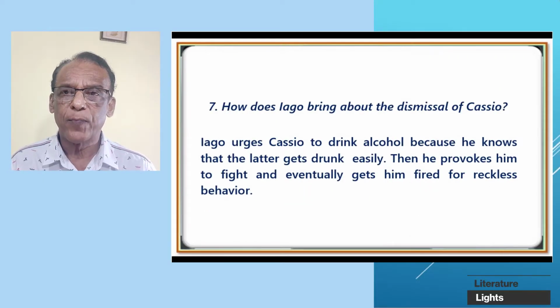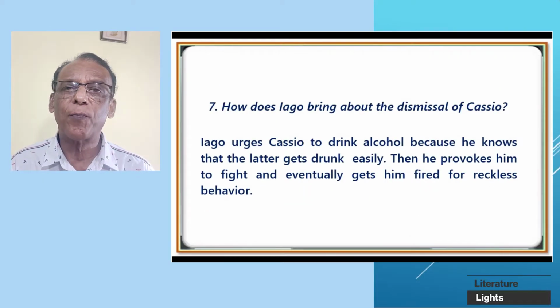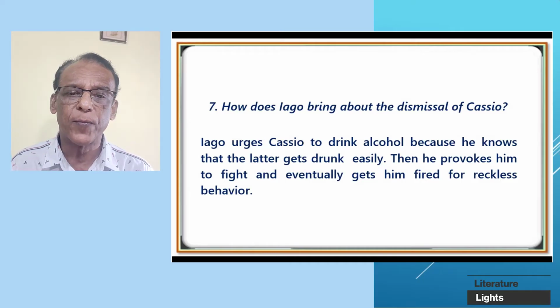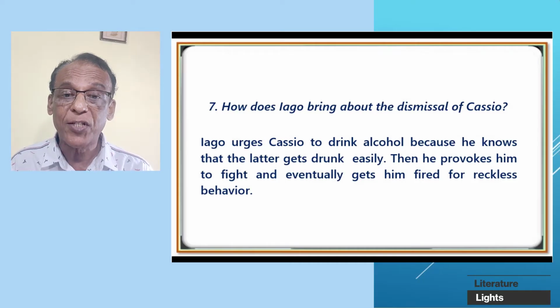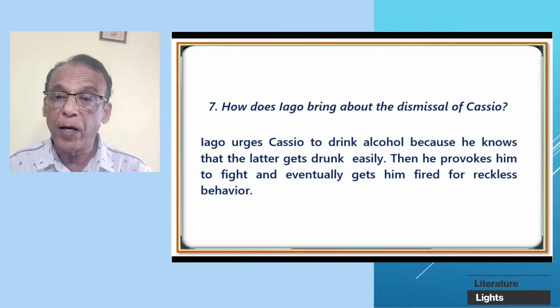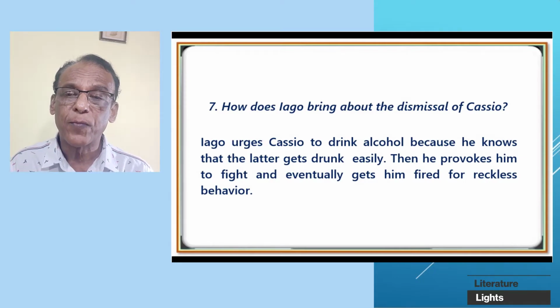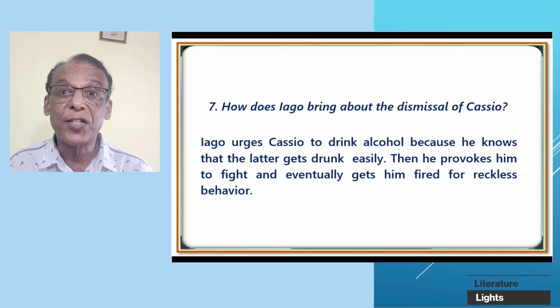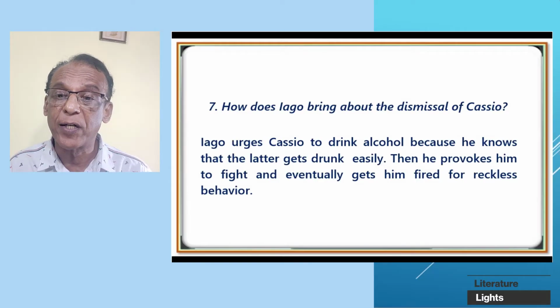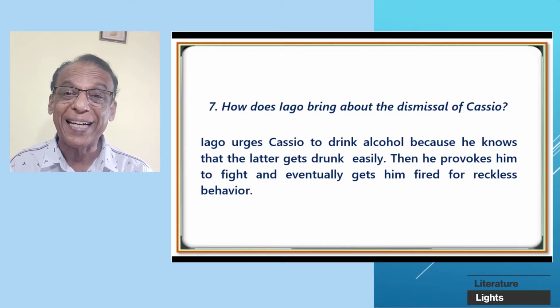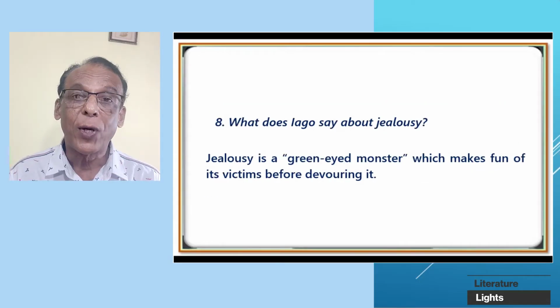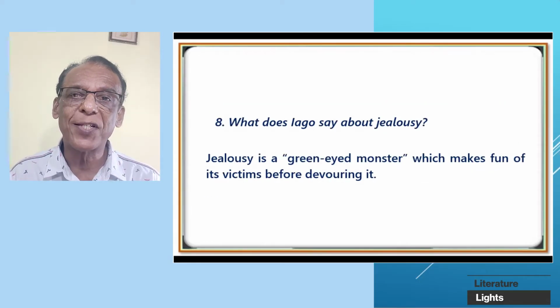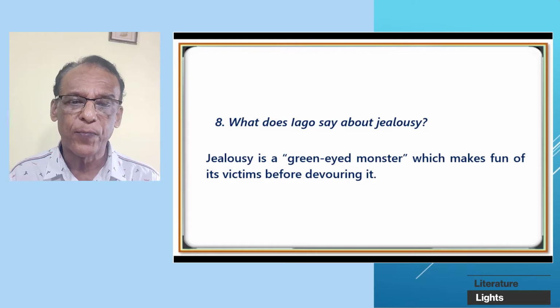Question number 7. How does Iago bring about the dismissal of Cassio? Iago urges Cassio to drink alcohol because he knows that the latter, that is Cassio, gets drunk easily. Then he provokes him to fight and eventually gets him fired for reckless behavior. Question number 8. What does Iago say about jealousy?